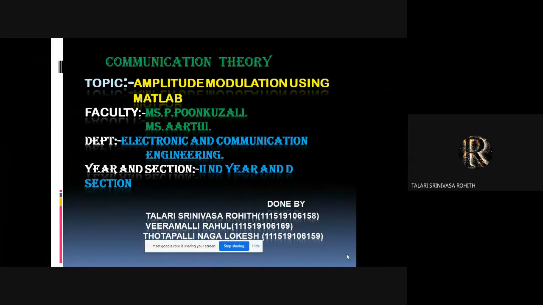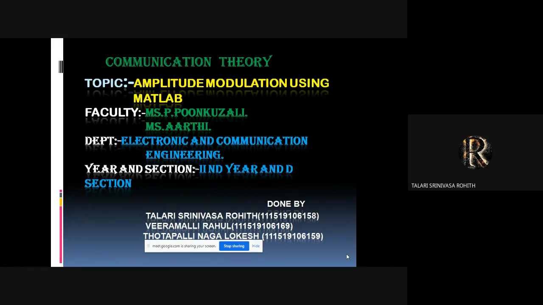We did a project on amplitude modulation using MATLAB in the subject of communication theory. We are submitting this project to the faculty staff of communication theory. This project is done by Rohit, Rahul and Lokesh.